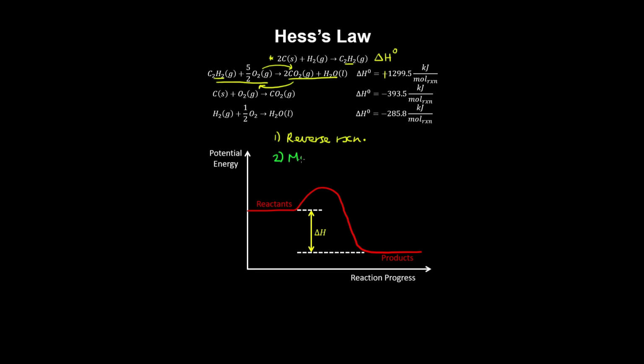Now if we multiply or divide a reaction by an integer, then we can do the same for the enthalpy of that reaction. So here we have 1 carbon and 2 in the overall reaction, so we multiply this step by 2. And therefore we multiply the enthalpy by 2. And in this final step, the hydrogens match, so we don't need to do anything to this step.